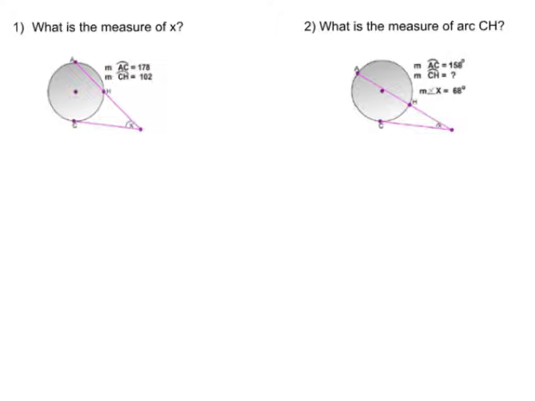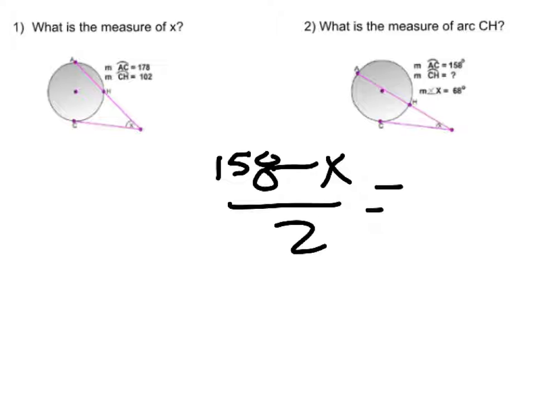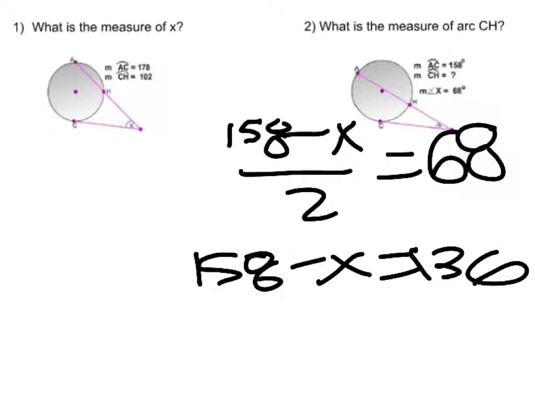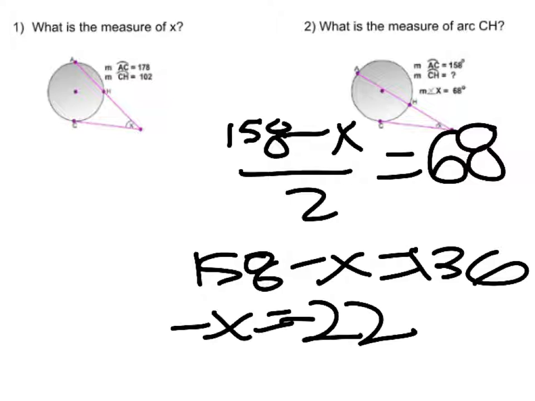For the next problem, you can set it up like an equation. So 158, which is AC, minus x, since it's unknown, over 2 will give you 68, or the measure of this angle. So 68 times 2 is 136. 136 minus 158 is negative 22, and when you cancel out the negative, x is going to be equal to 22.